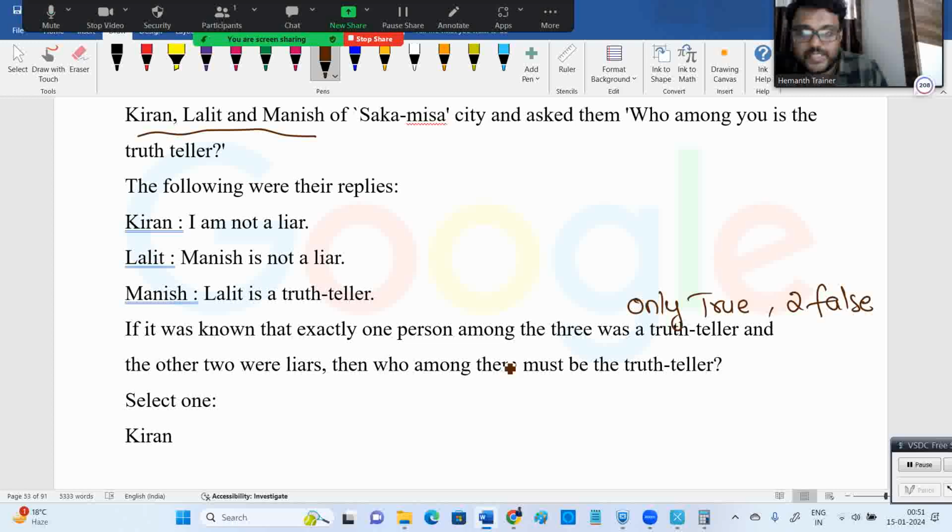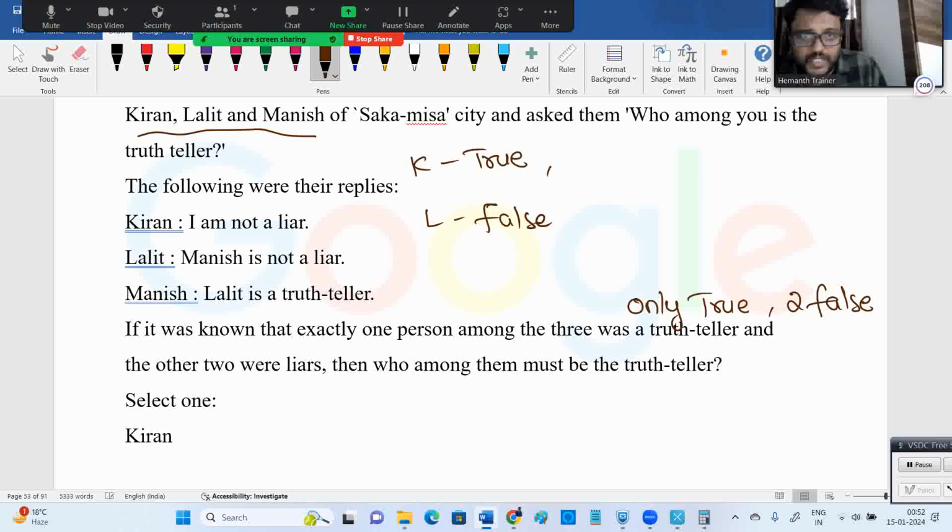Now let us do verification. Suppose Kiran is a truth teller, then Kiran should be speaking the truth. I am not a liar. That's correct only. The remaining 2 should be false. Manish says Lalit is not a liar. It is false, which means Lalit is a liar. Okay, Lalit should speak false. Is false? Yes, correct. Lalit is speaking false only.